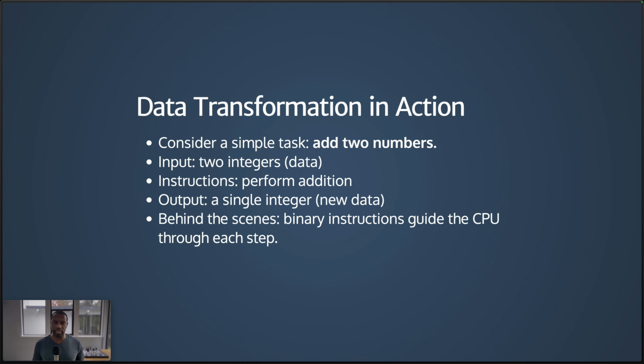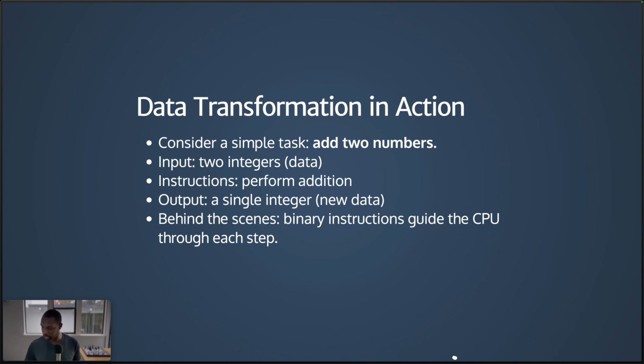Okay, so let's give an example. Let's consider a simple task: add two numbers. The input is two numbers, data. Instructions: perform addition. Output: a single integer or number, new data. Behind the scenes, binary instructions guide the CPU through each step. Now, let's just say I'm a Python person. So you define a function, or a task, I'd say, as this.